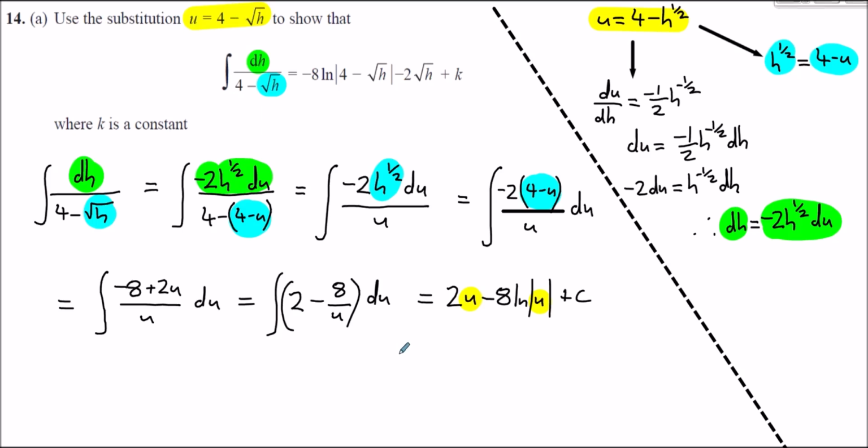So now I'm going to have 2 lots of 4 minus root h. So that's going to give the next line 4 minus root h. I'm now going to put it back in terms of what the question's telling us, because we've done the awkward integration step now. Then minus 8 ln of the mod of 4 minus root h plus, of course, c.